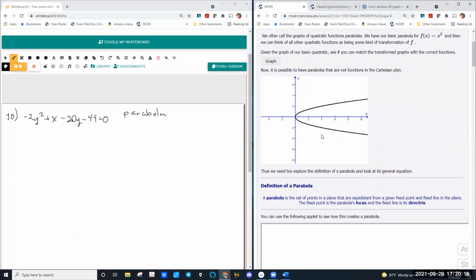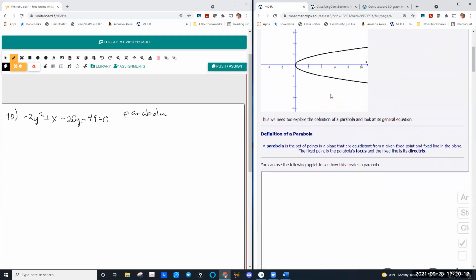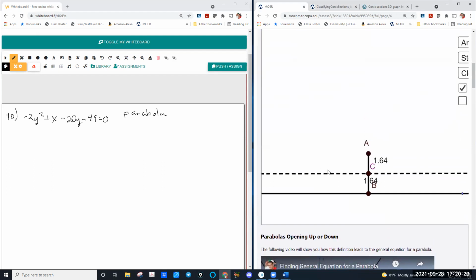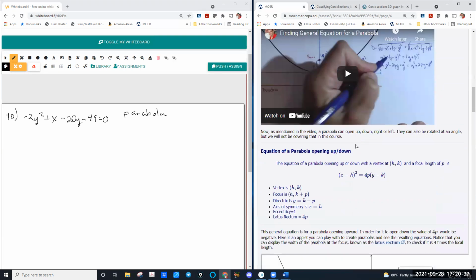So we have parabolas, and the definition of a parabola is basically a curve whose set of points is equidistant from the focus and the directrix. Here's the directrix, here's the focus. You guys didn't get a chance to see this; it's a pretty cool animation. I'll let you guys play with that.